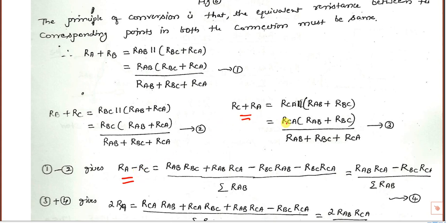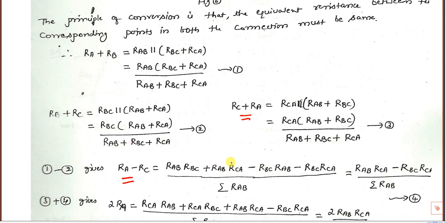RA minus RC is this much. If I add 3 plus 4, RC will get cancelled. We will get 2 times RA. Here, in RA minus RC, the denominator is the same: RAB plus RBC plus RCA, which is called sigma RAB, the summation of these. You can write this one only, no problem. Without writing the sigma RAB, you can write the whole term.